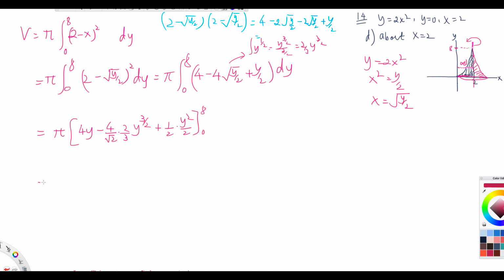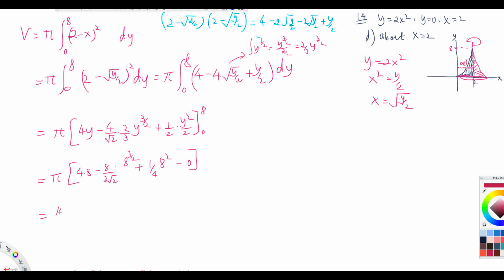So what we are going to do next is pi. Now plug in that 8. 4 times 8 minus 8 over 3 root 2, and then 8 to the 3/2. I'm just replacing y by 8 first, right? Plus 1/4 8 square, right? And then minus, you put the 0 in for all y, that will give you all 0, because there is y, y, y.